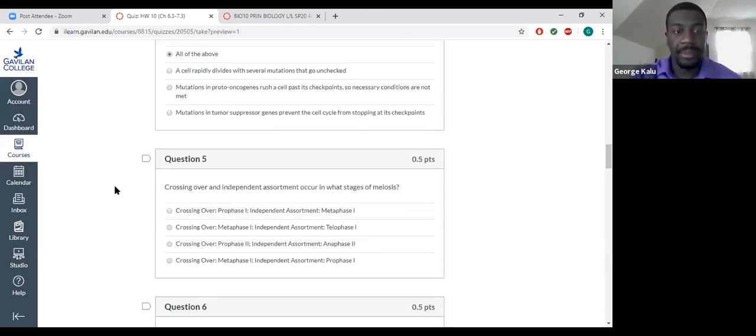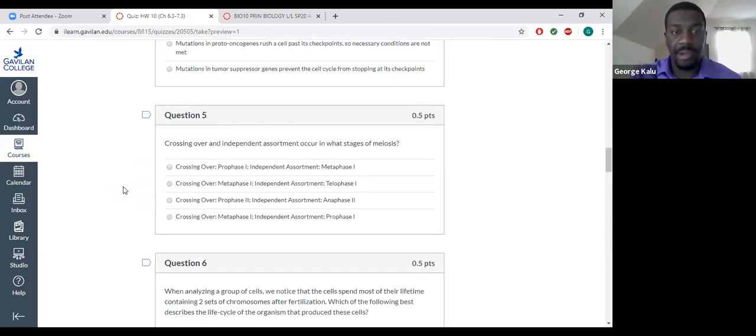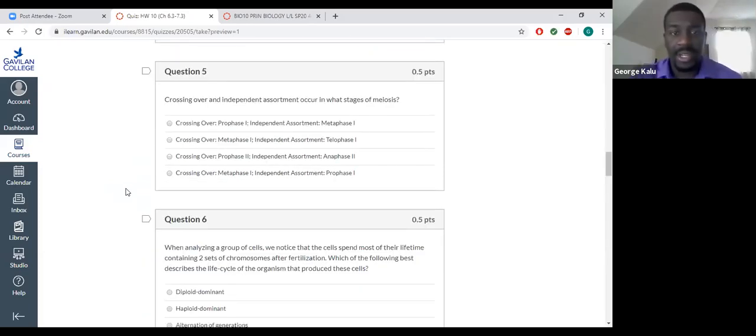Perfect. Okay, question 5. So crossing over and independent assortment occur in which stages of meiosis? So you have crossing over in prophase 1 while independent assortment is in metaphase 1. Crossover in metaphase 1 and independent assortment in telophase 1. Crossing over in prophase 2 and independent assortment in anaphase 2, or crossing over in metaphase 1 and independent assortment in prophase 1. What do we think?